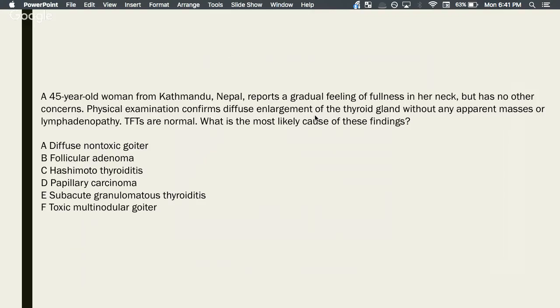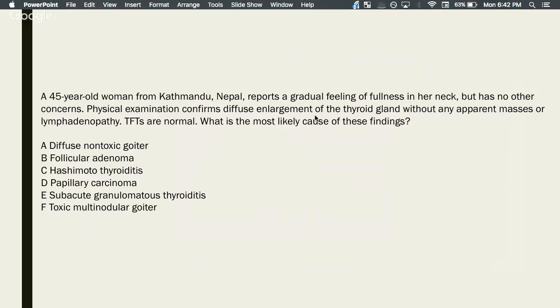So the key points to this question are that there's a gradual feeling of fullness and no other concerns. So she's pretty much asymptomatic. The other key point is that she's from Nepal, and she has a diffusely enlarged thyroid with no masses, no lymphadenopathy, and normal TFTs. Why is she iodine deficient?